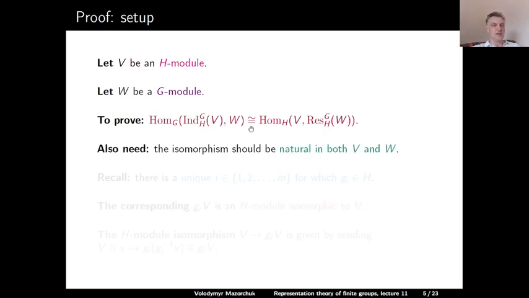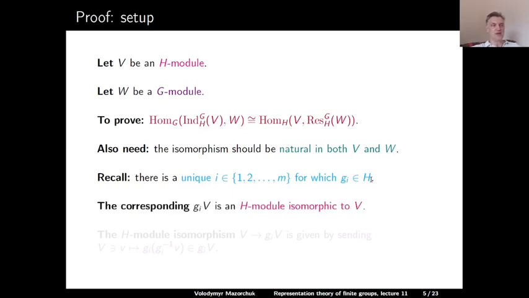And we also need to check that these isomorphisms which we construct are natural in both V and W. So let us recall that there is a unique i in the indexing set from 1 to m for which the representative g_i belongs to H. So exactly one of the cosets is H itself. And as we saw in the previous lecture, the corresponding subset g_i V in the induced module is actually an H submodule, and this H submodule is isomorphic to V. The H module isomorphism between V and this g_i V is given by the map which sends an element v in V to the element g_i times g_i inverse v, and this is an element in g_i times V.